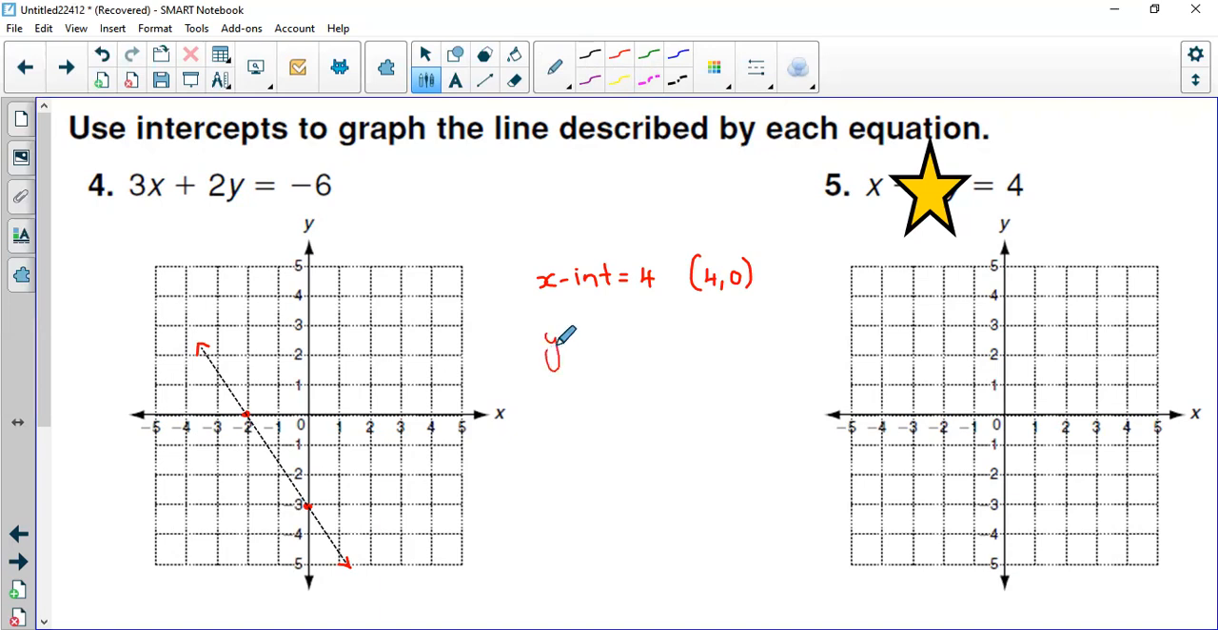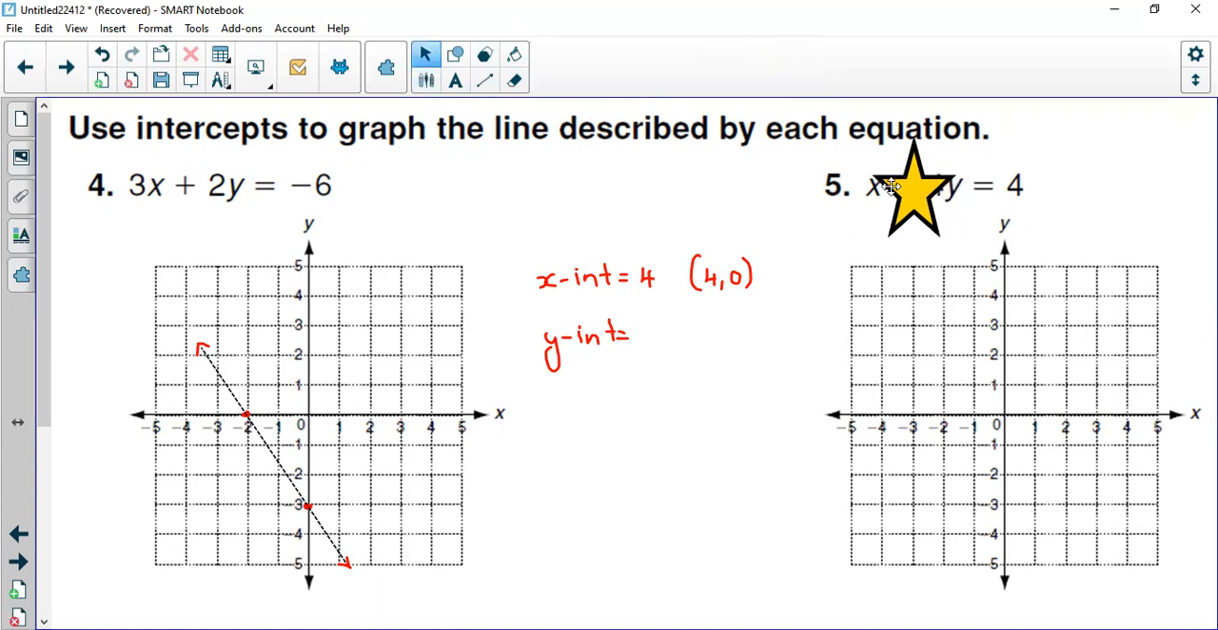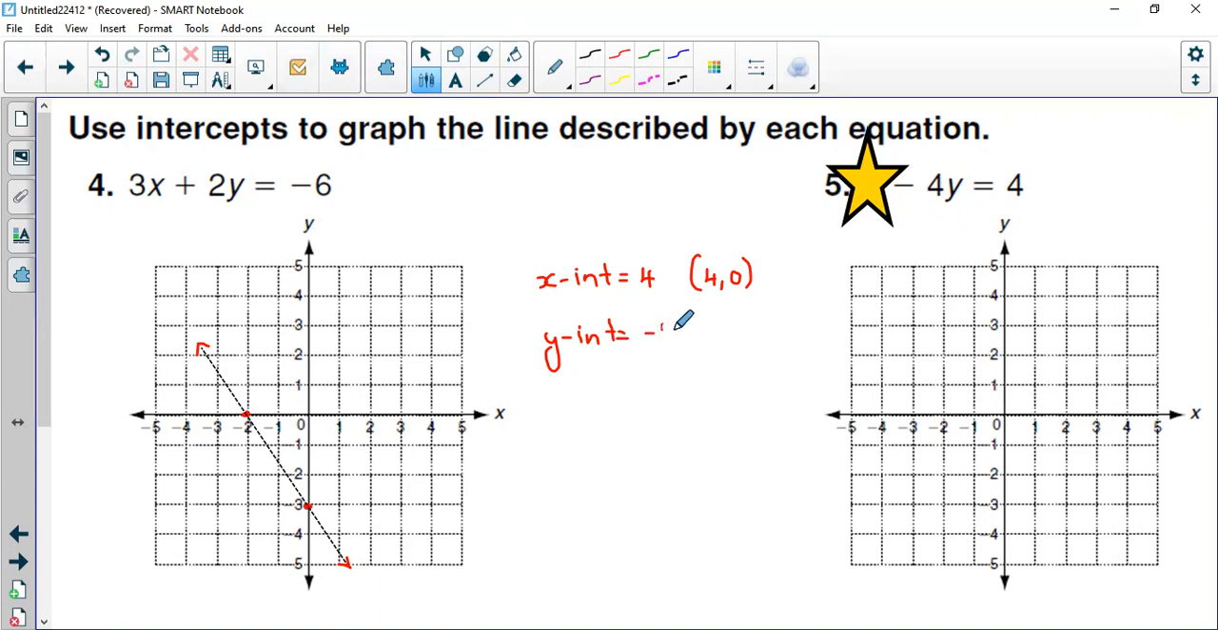Now to find the y-intercept, I'm going to cover which one? I'll cover the x. So if I cover the x, what am I left with? -4y equals 4. So we have to solve this. So to solve, it's going to be y equals 4 divided by -4, right? So that's going to give you a -1, which means the y-intercept is -1. So what are the coordinates? We have (0, -1).